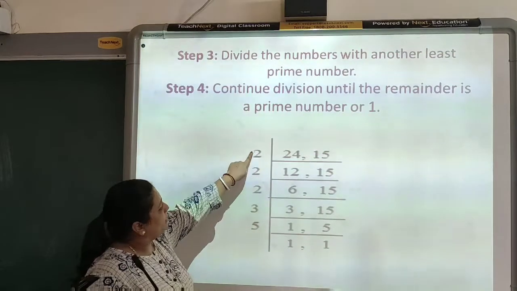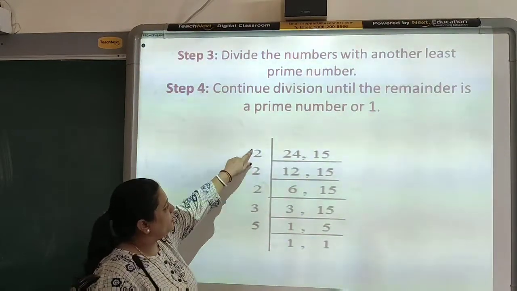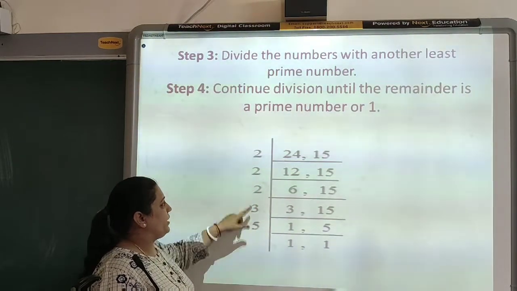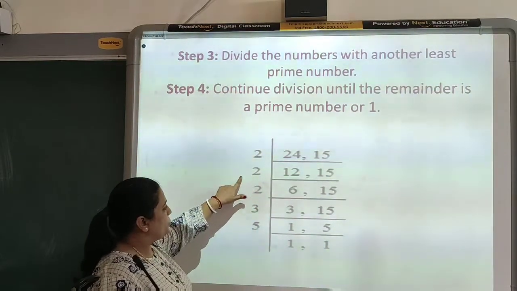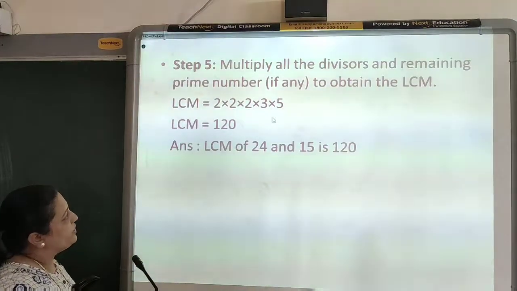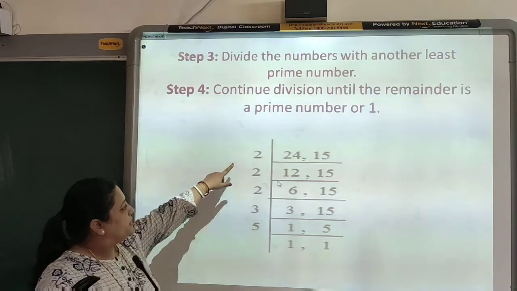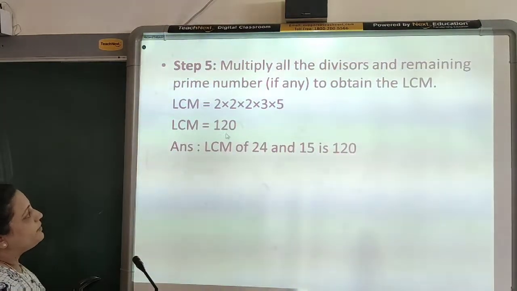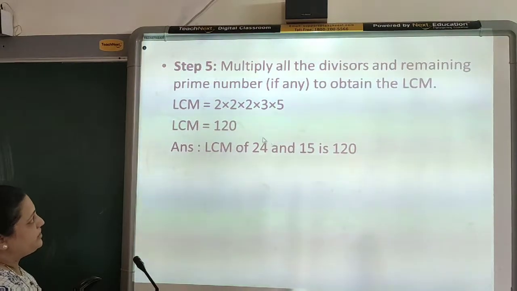So these are the prime factors we got. Now we have to do the multiplication: 2 into 2 into 2 into 3 into 5. So 2 twos are 4, 4 twos are 8, 8 threes are 24, and 24 fives are 120. So what is our answer? 120. All these numbers, the three 2s, the 3 and the 5, we have written in multiplication format, and we got the LCM, 120.